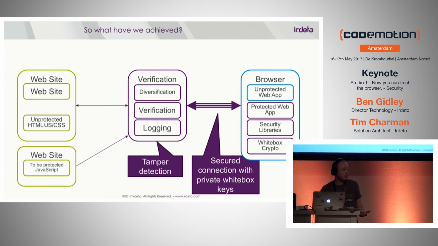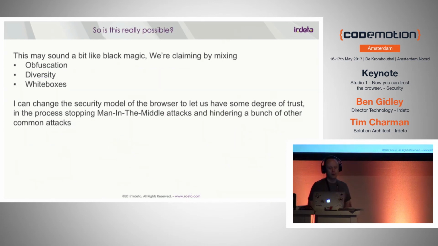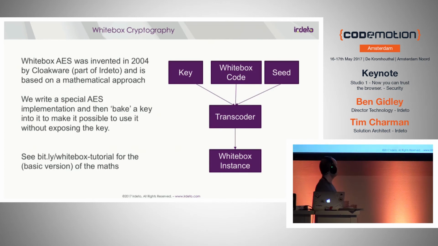This is quite important because, again, that's one of the common attack vectors today. So potentially what we've achieved here is by mixing obfuscation, the diversity where we keep changing it, and the white boxes, we can change the security model to have some degree of trust in the browser and what's going on out there. It's worth saying this isn't absolute, but what it is it gives us some good flags and notes that we can use on the server to make some decisions.